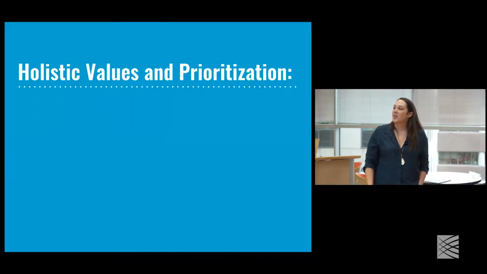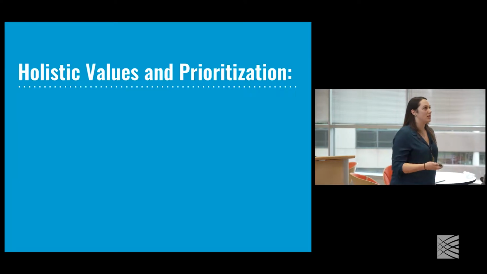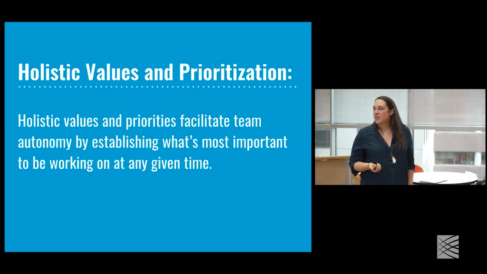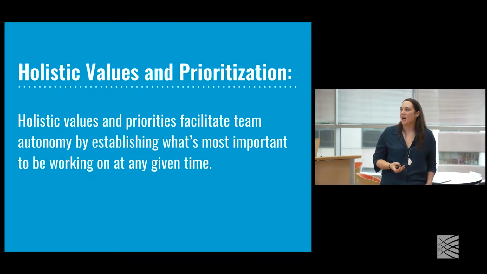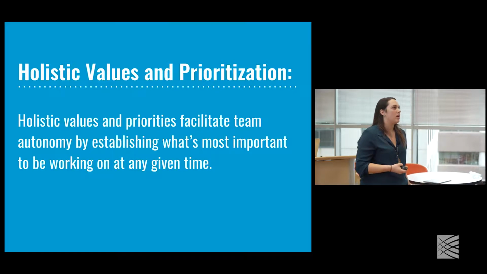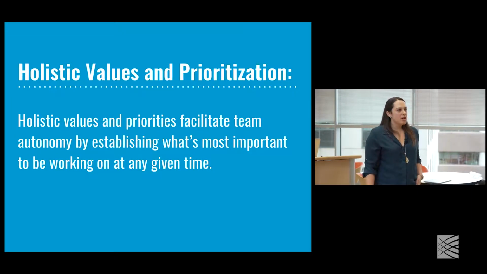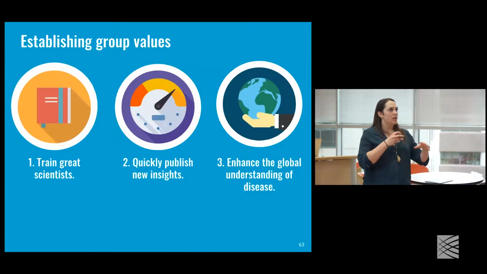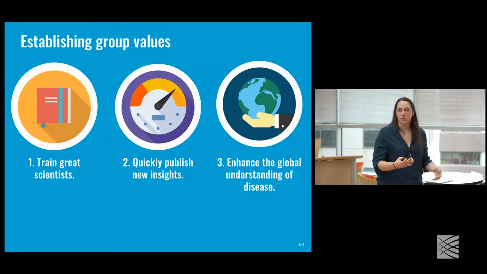I also wanted to talk a little bit about holistic values and prioritization as tools which increase transparency in the laboratory setting. So holistic values and priorities facilitate team autonomy by establishing what's most important to be working on at any given time. And I'll go through each of these. So starting with establishing group values. This is something that I've noticed not as many groups around here do, but I feel like is very impactful for the teams working in these groups.